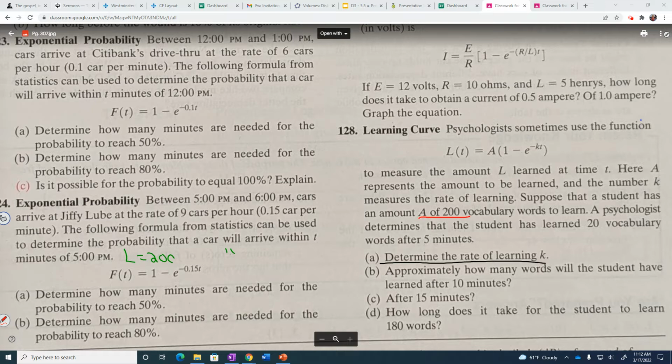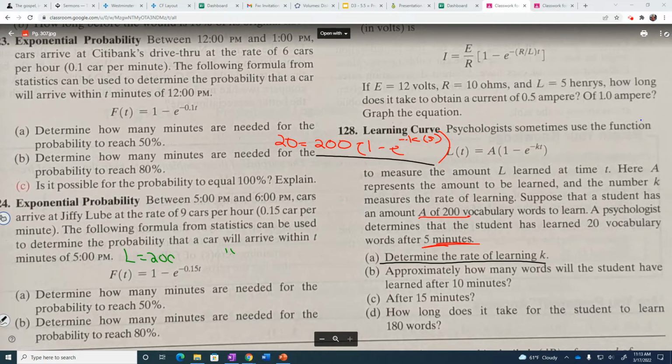So it says A is 200. So I'm going to do 200 for A. The L then would be 20, because that's how many words we run, 20. And then we've got 1 minus e to the negative k. And then t would be 5 minutes. So to find k, that's how we start. 20 equals 200 times 1 minus e to the negative k times 5.